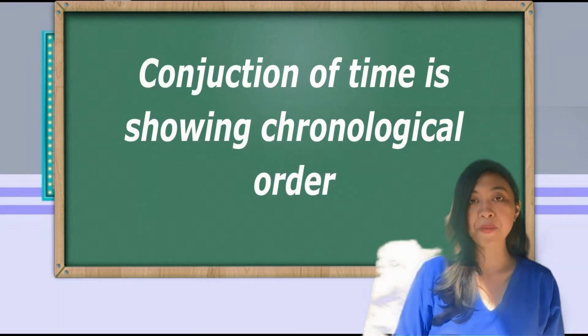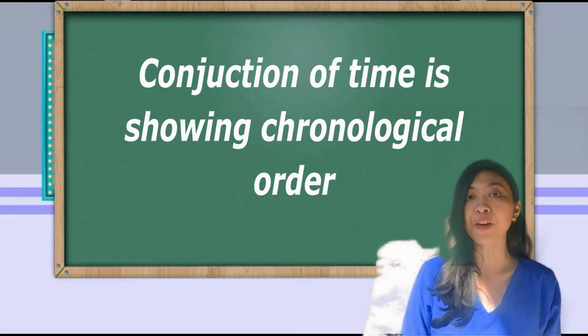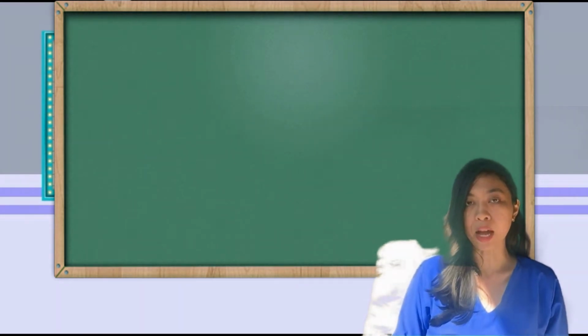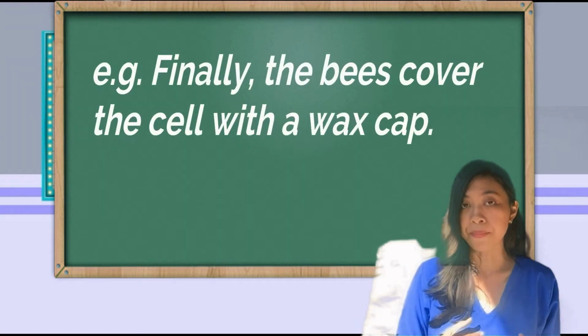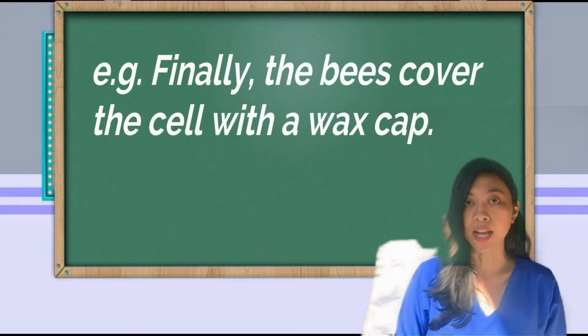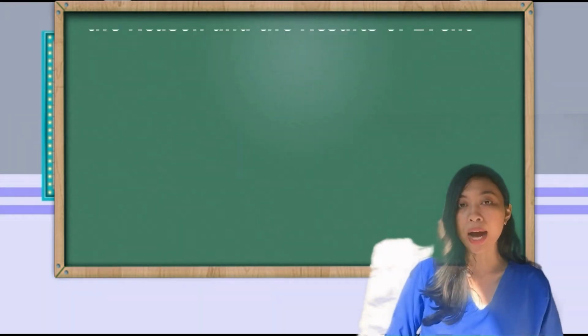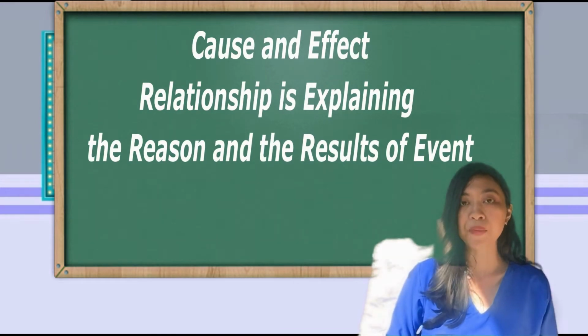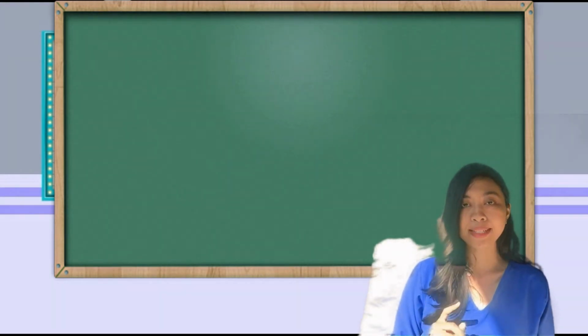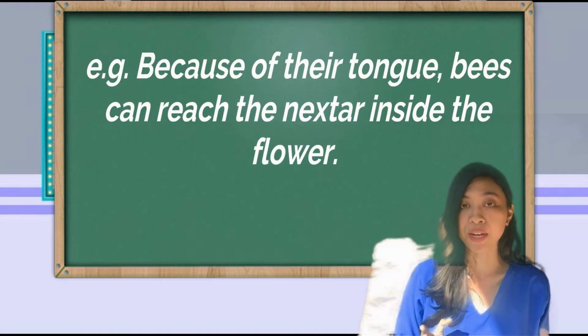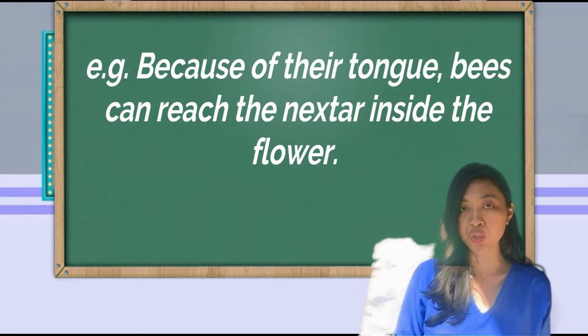Conjunction of time is showing chronological order. For example, finally, the bees cover the cells with a wax cap, while cause and effect relationship is explain the reason and the result of event. For example, because of their tongue, the bees can reach the nectar inside the flower.